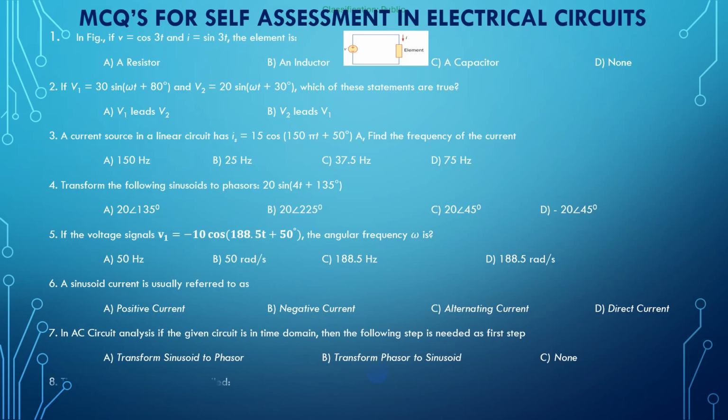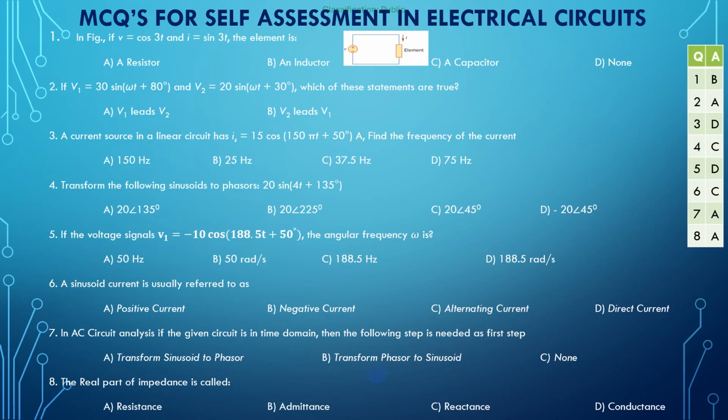Okay, so the last question: the real part of the impedance is called what? I told you there is a real part and there is an imaginary part. In the imaginary part, two things will be there. If it is positive, it is inductance. If it is negative, it is capacitance. The real part is always resistance. In the imaginary part we have two options, inductive reactance or capacitive reactance. So resistance is the answer.